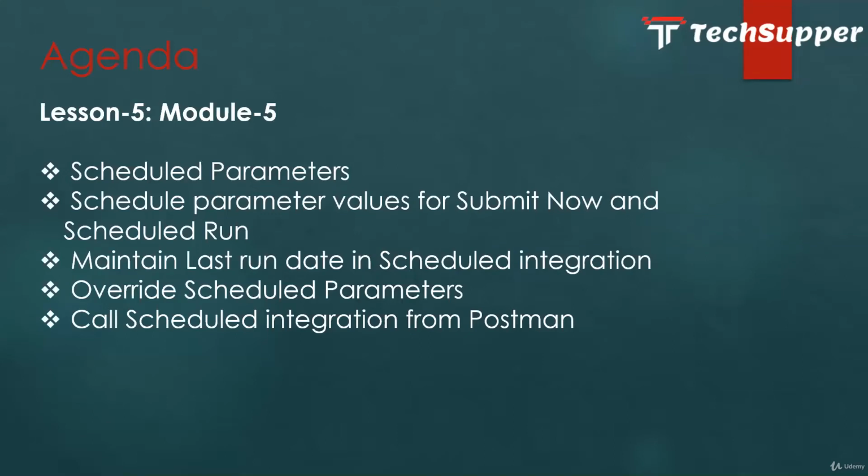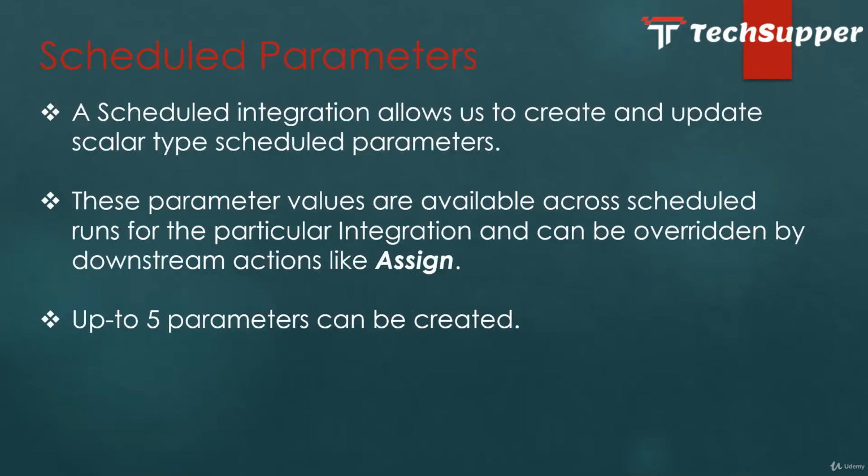In this lecture, we are going to cover scheduled parameters. What are the scheduled parameters and how to create them? Scheduled parameter values for submit now and scheduled run. I will let you know the difference between the submit now and scheduled run values. Maintain last run date in the schedule integration. I will create a demo where I will show you how to maintain the last run date for the scheduled integration. Override scheduled parameters, how to override scheduled parameters, and how to call scheduled integration from Postman.